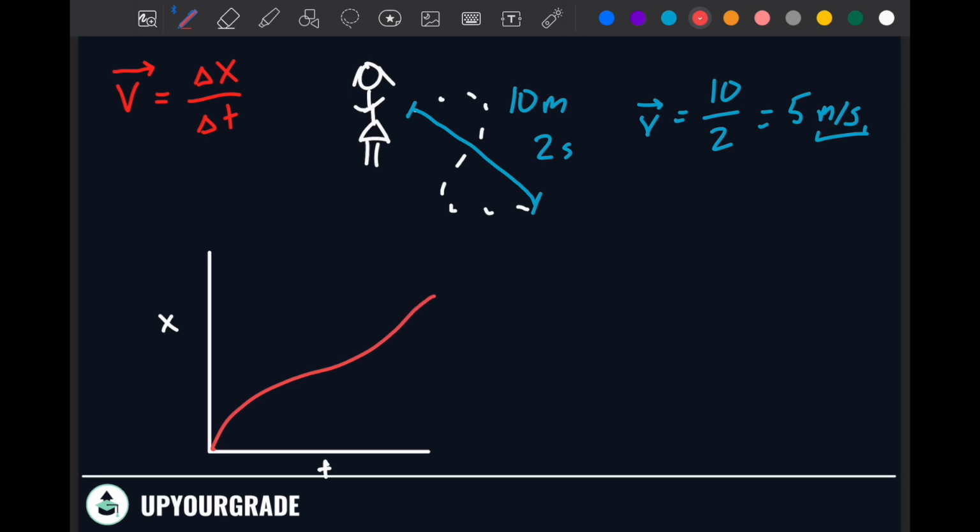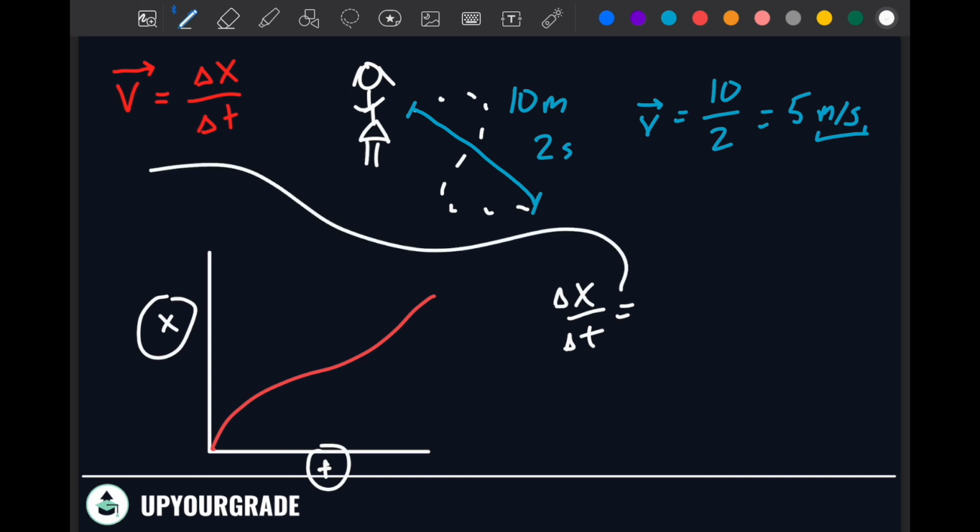The slope of the graph, and this is a rule that applies to all these graphs, is always going to be your y-axis divided by your x-axis. So in this case, the slope of the graph at any given point is x divided by t, or the change in x divided by the change in t. And notice that this is the same as our equation over here, right? So the instantaneous velocity is actually the slope of this graph at any given point.